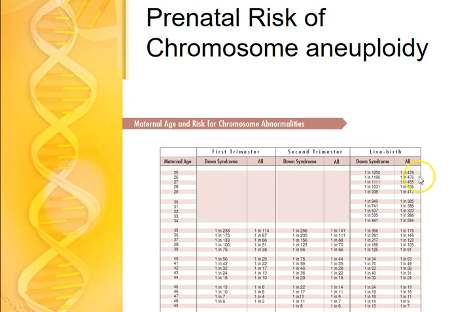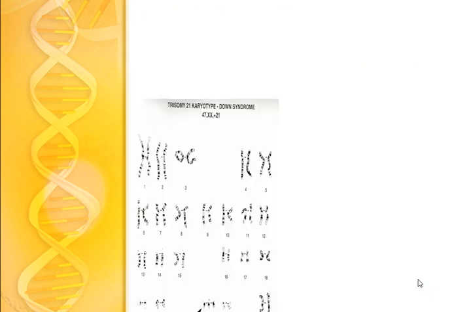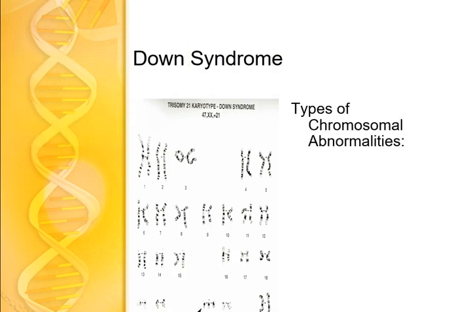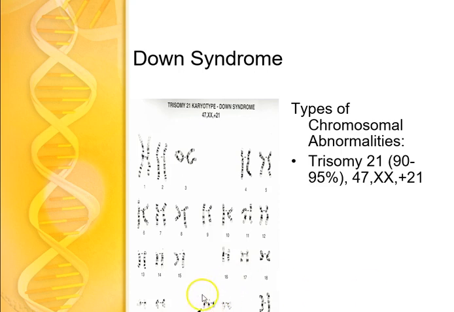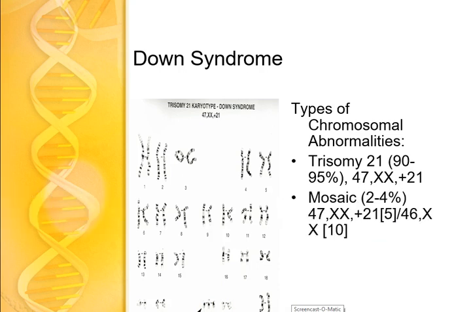So here, this was a study done back in the 70s looking at the risk of chromosomal abnormalities, and the risk of Down syndrome increases as you get older. It really starts taking off in the late 40s. So Down syndrome, most babies with Down syndrome have this non-disjunction. They have a copy of extra 21 in all cells in the body. About 2 to 4% are mosaic.